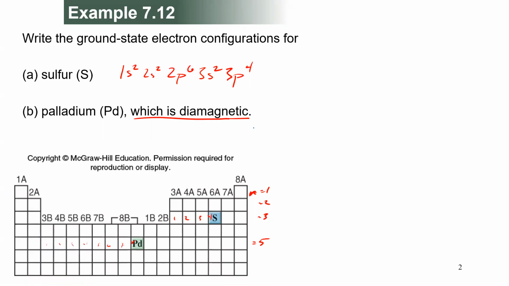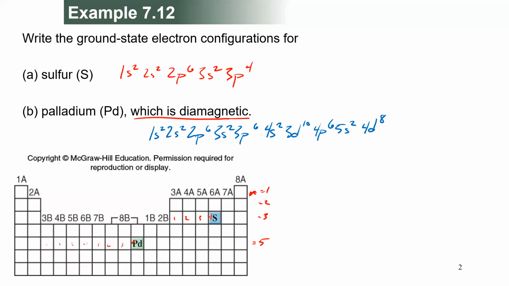So we're going to start: 1s2, 2s2, 2p6, 3s2, 3p6. Next comes the 4s, 4s is full. Next comes the 3d, 3d is full. Next comes the 4p, 4p6, 5s2, and then 4d8.